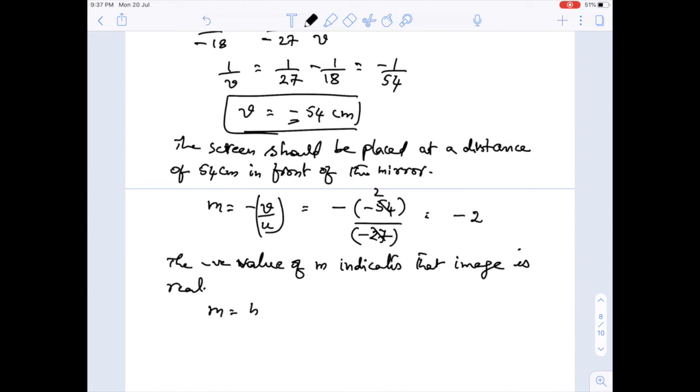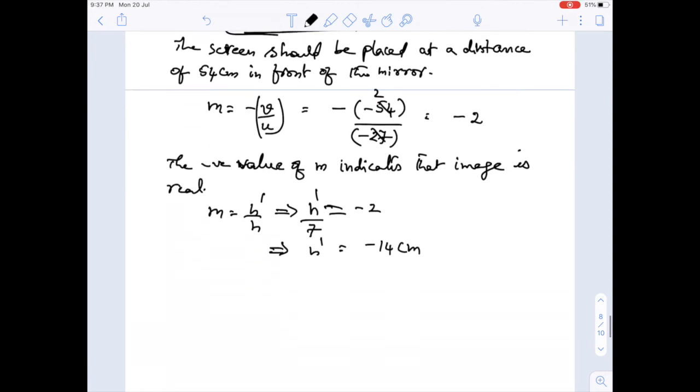Now, we also know that m is equal to h dash by h, which implies h dash by 7, h is 7, is equal to minus 2, which implies h dash is equal to minus 14 centimeters. What is h dash? It is the height of the image. The negative value of h dash indicates that the image is inverted. That means below the principal axis, inverted. And h dash is 14 centimeters.